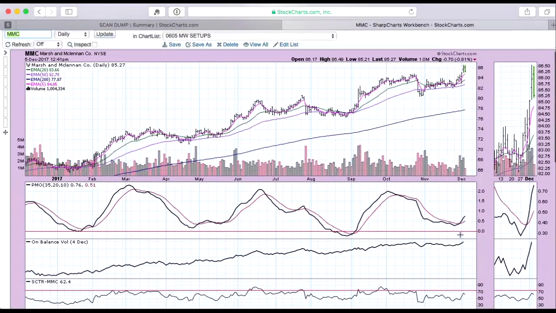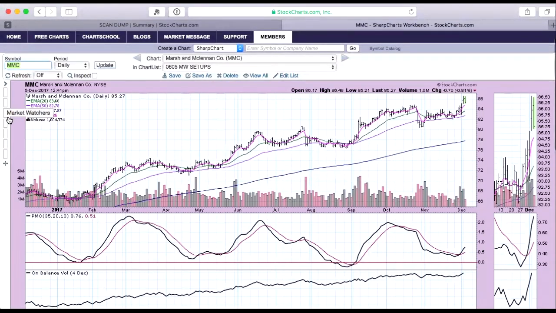This one I liked because the PMO looked good too. And you can see that nice breakout has come back today. This one looks a lot better to me because you did get that nice breakout, and we are seeing that pull back to that area of where the breakout occurred.